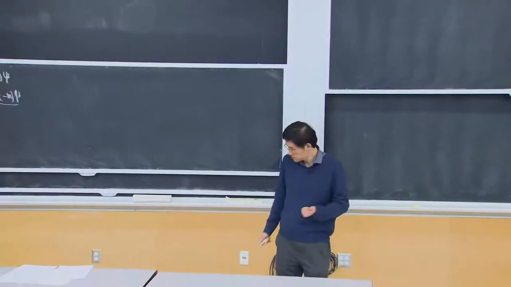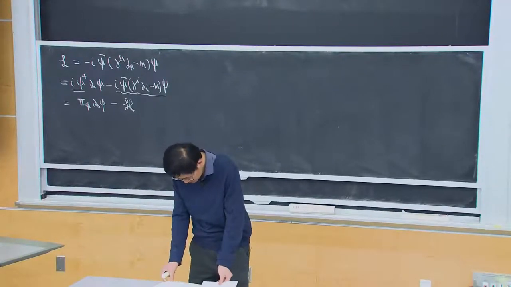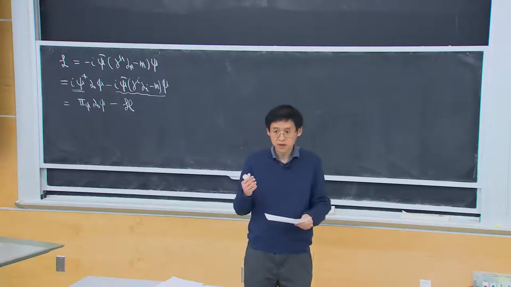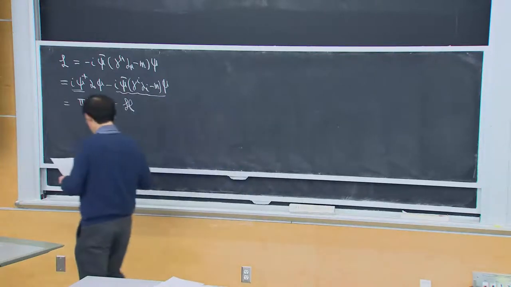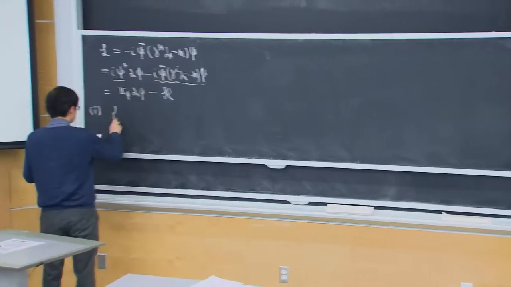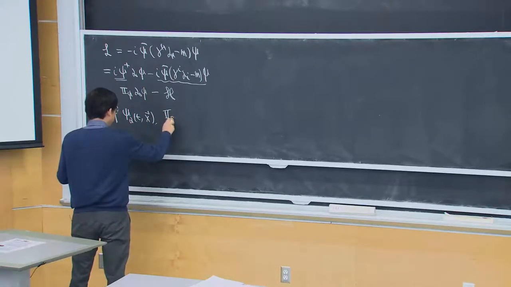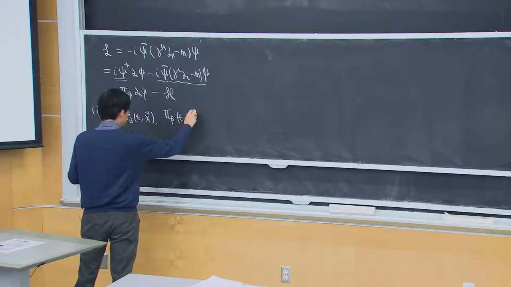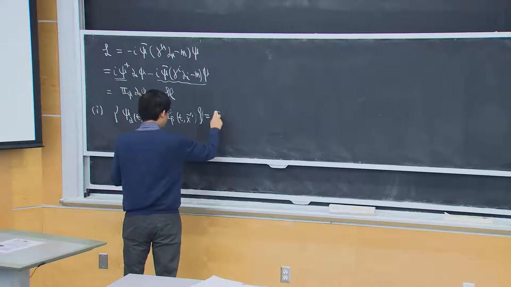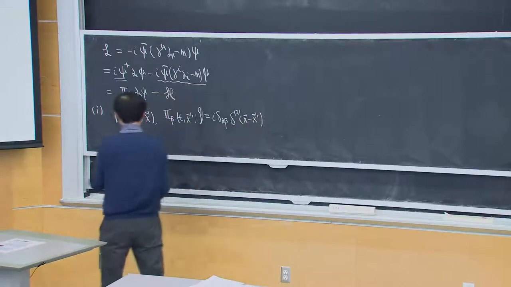And then there's a simple fix. The fix is that instead of imposing the standard commutation relation, we impose the following one. We replace everywhere the commutator by the anti-commutator. Okay. So for the commutation relation, we consider psi alpha (t, x) and pi beta (t, x prime). The anti-commutator is equal to i delta alpha beta delta 3. Okay, we impose this condition.